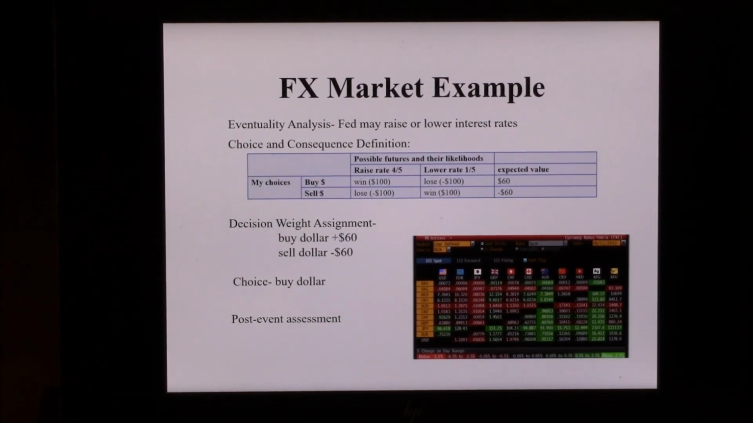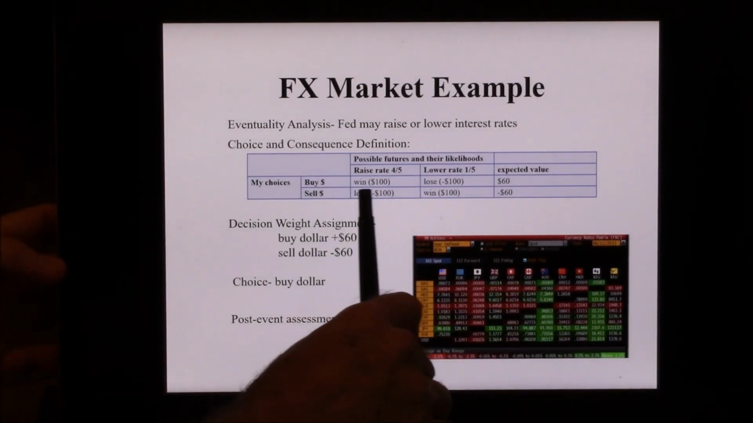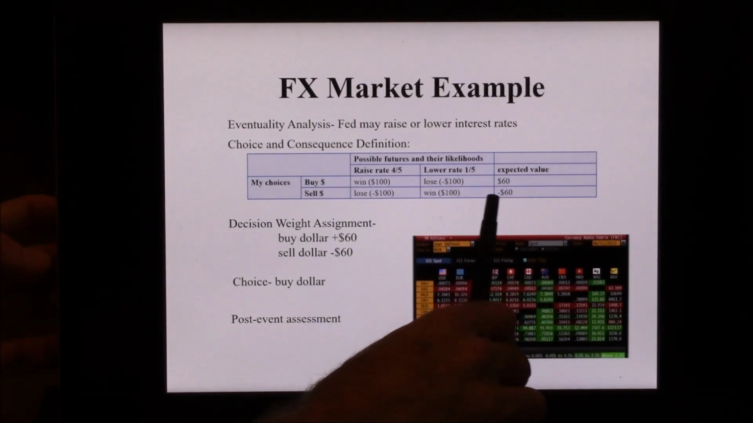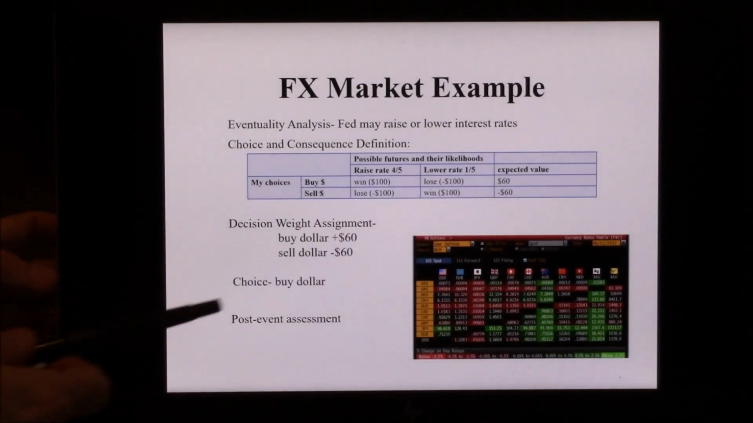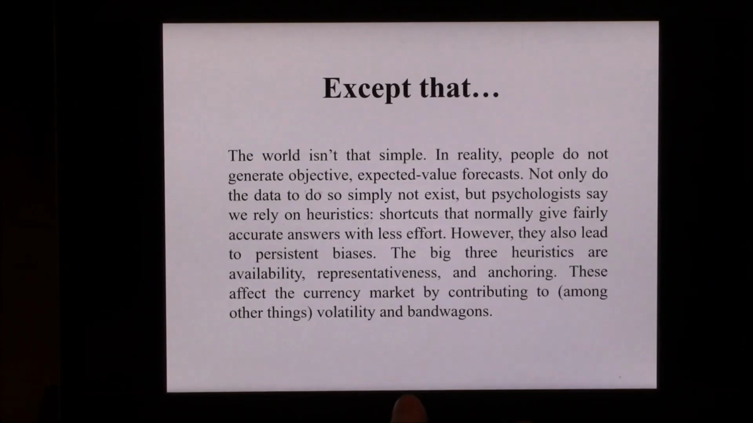That's a very simplistic example, but I wanted to do one with exchange rates as well. So you go through and you say, well, let's see. The choice of buying dollars is worth $60 to me. The choice of selling dollars is worth negative $60 to me. Ergo, I buy the dollar. And then hopefully one day do post-event assessment.